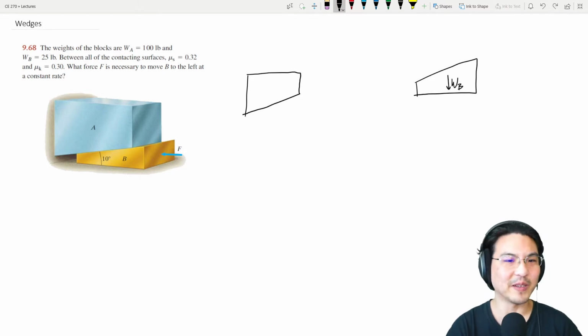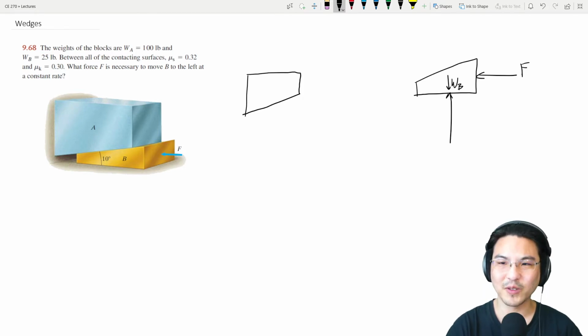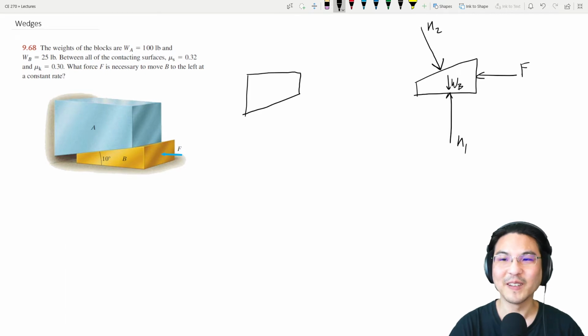And then what else? We got this force here, over here. Okay, now the wedge block B is in contact with the ground. So there's a normal force from the ground. And then there's also block A over here. So there's a normal force from block A, like that. And then let me just label them N1 and N2 for lack of creativity.